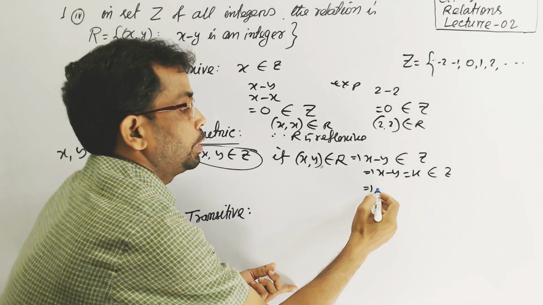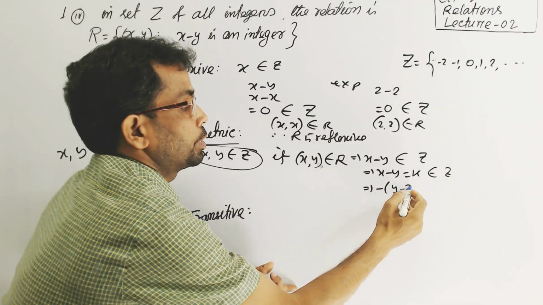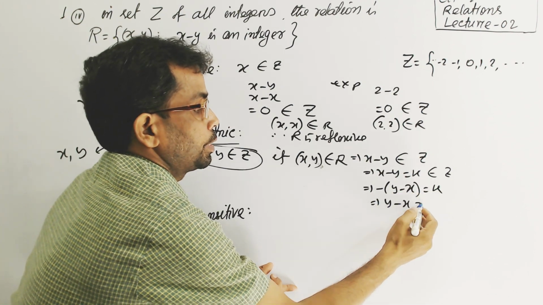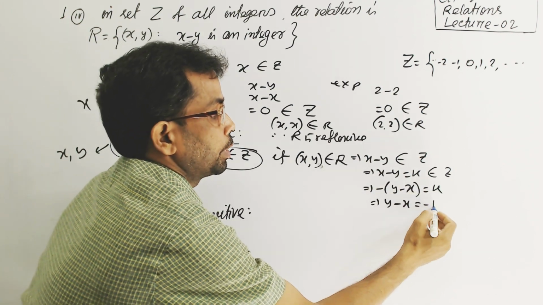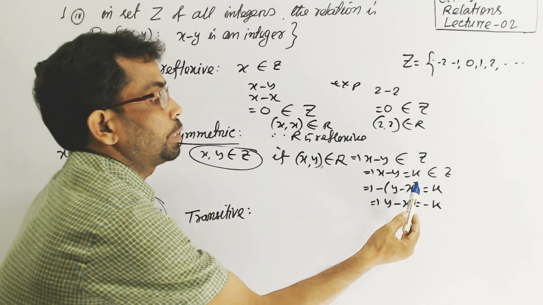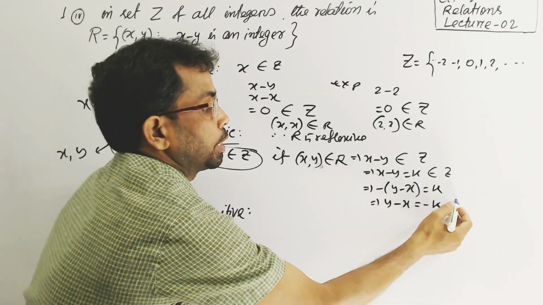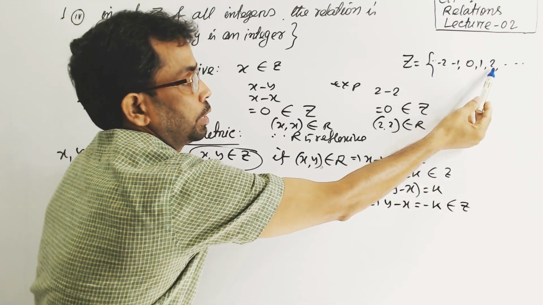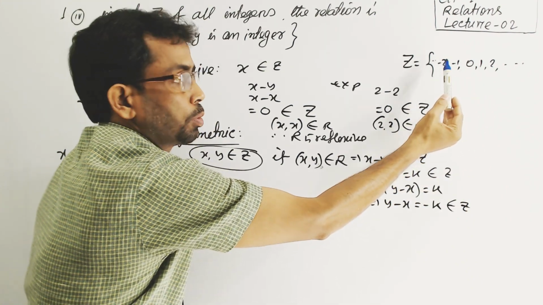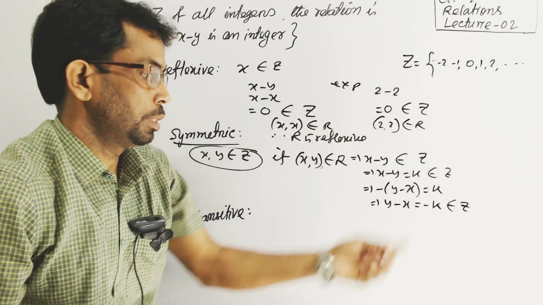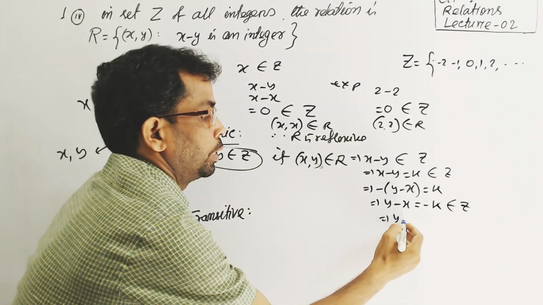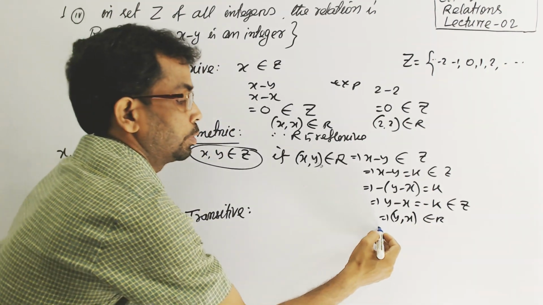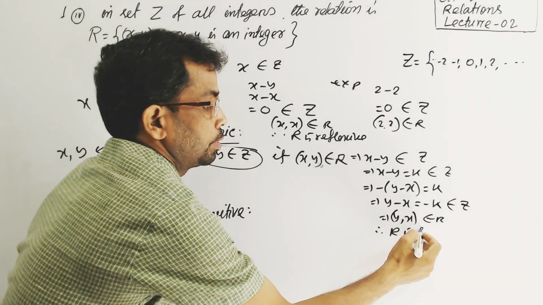Then if we reverse the pair, taking minus common, reversing the pair: x minus y is equal to k, and y minus x, taking the negative to the right side, is minus k. And if k is any integer, minus k also is an integer. We can see here 2 is an integer, 2 is in Z, so the negative of 2, that means minus 2, is also in Z, and hence the pair (y, x) is also related, and therefore the relation R is symmetric.